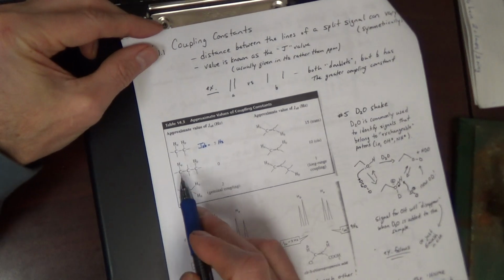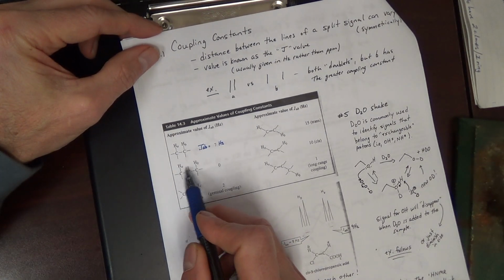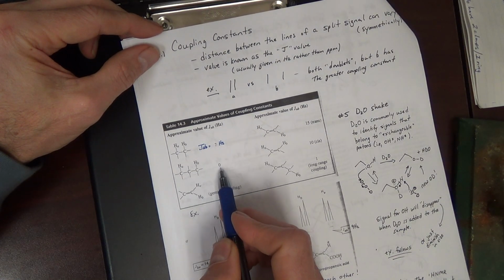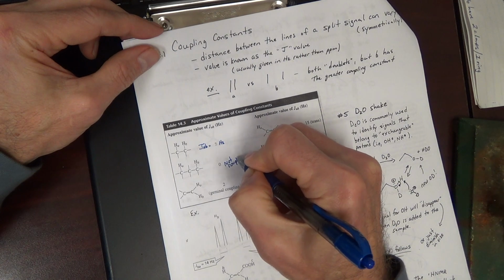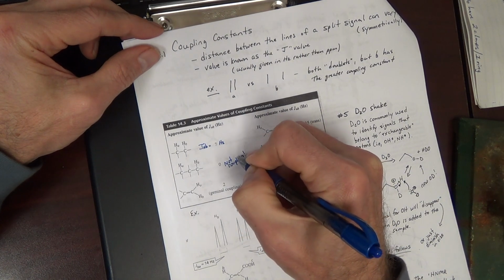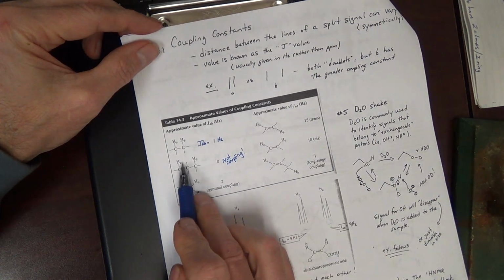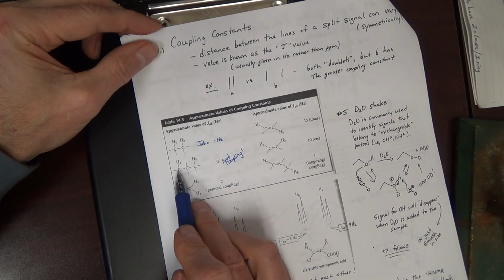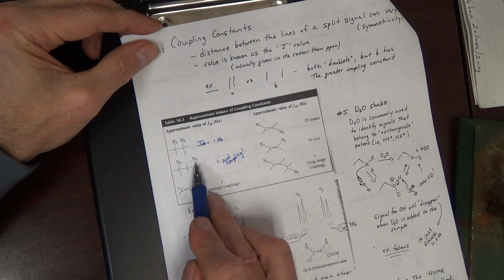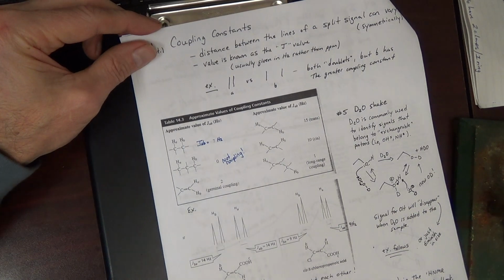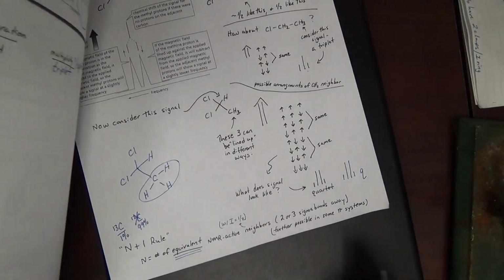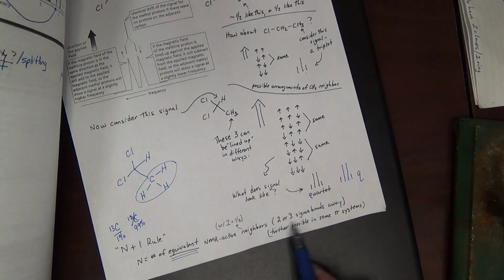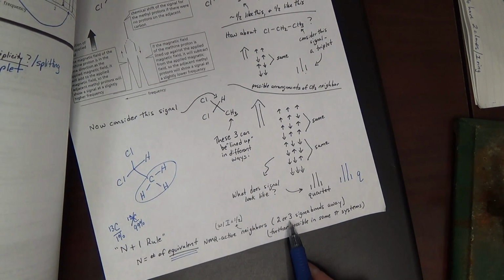All right. Well, this is interesting. These two H's, the coupling is going to be 0. These are not coupled. There's no coupling. Why? Because they're greater than 3 sigma bonds from each other. They're not close enough to be coupled. Okay? 2 or 3 sigma bonds away is the maximum.